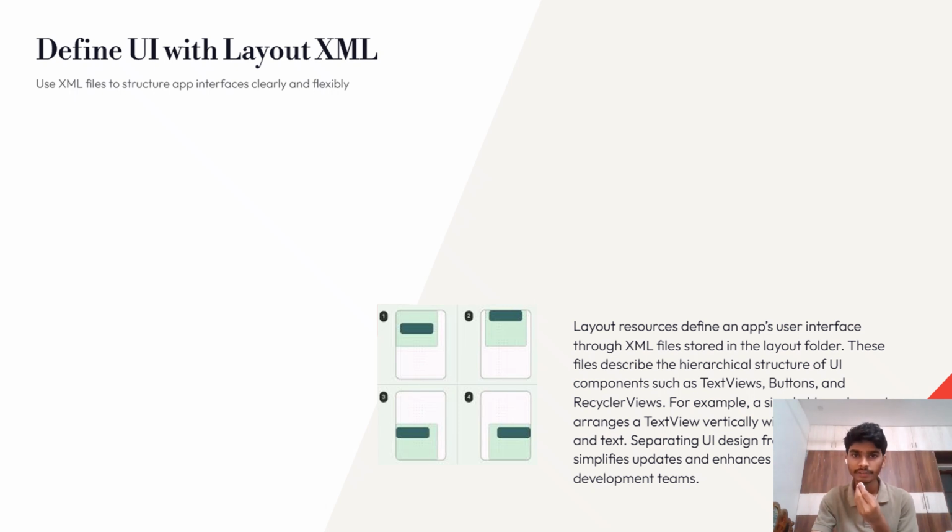Layout XML files define how the app's user interface is structured. These files, located in the layout folder, describe the hierarchical arrangement of UI components such as text views, buttons, and recycler views. For example, a simple linear layout may arrange elements vertically or horizontally with attributes that define size, padding, and alignment. By separating layout design from code logic, developers can easily make visual changes or adjust the UI without altering the underlying functionality. The structure also supports teamwork. Designers can focus on layout files while developers handle functionality, improving workflow and consistency.